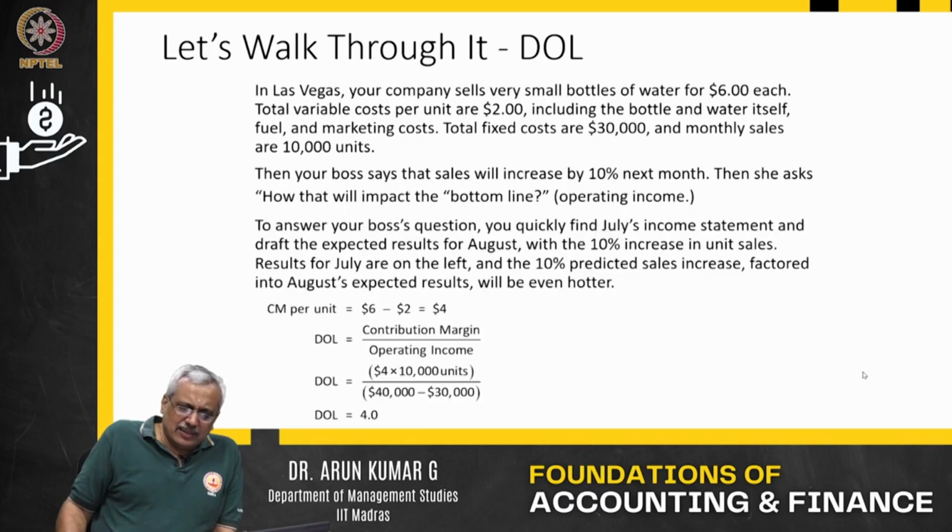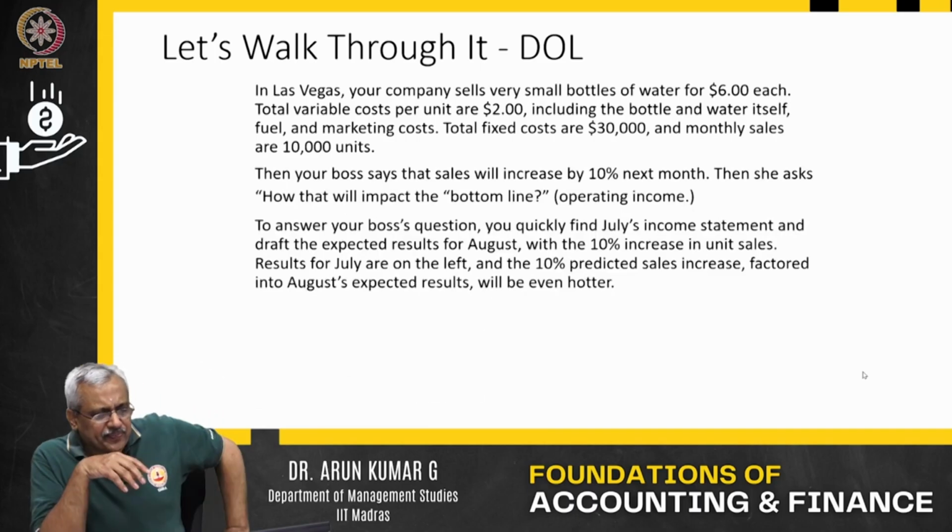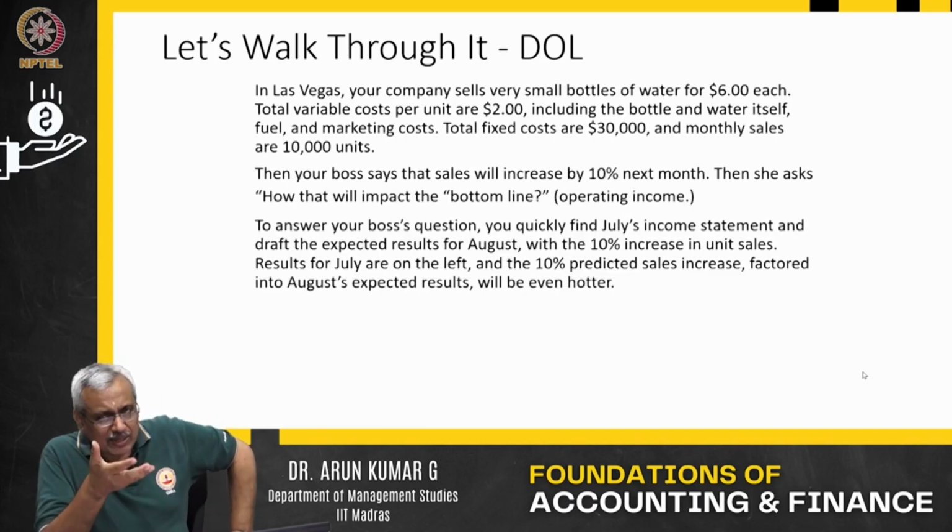I have got a small example out here, picked up from one of the textbooks. It says that the company sells small bottles of water at $6 each. Variable cost is $2. My fixed cost is 30,000. Monthly sales is 10,000 units. My sales will increase by 10% next month. The question is, how will it impact the bottom line or the operating income when the sales increase? That is what your boss asks you.